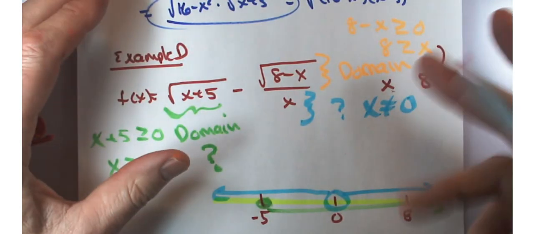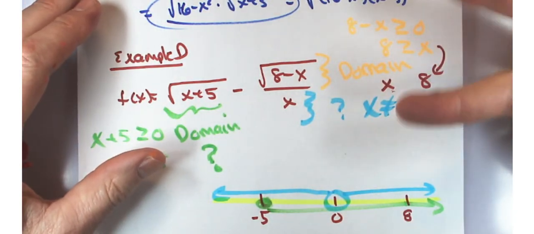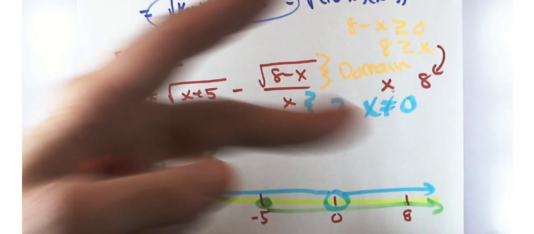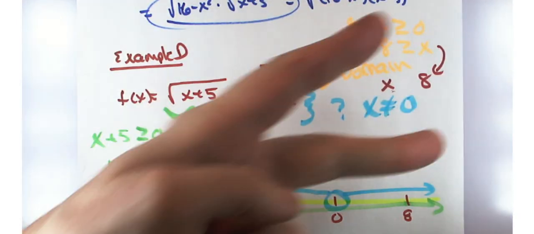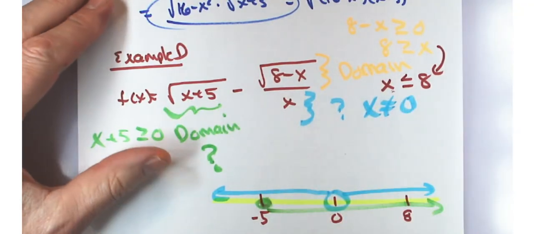Now, I used to get embarrassed, but now I guess I don't care anymore. Saying this, the alligator eats the bigger number. 8 was the bigger number, so it should be the bigger number when we flip it around. So it's going to be x is less than or equal to 8.